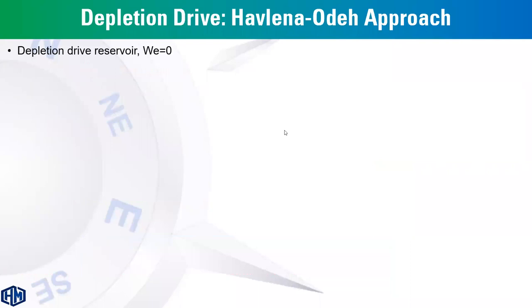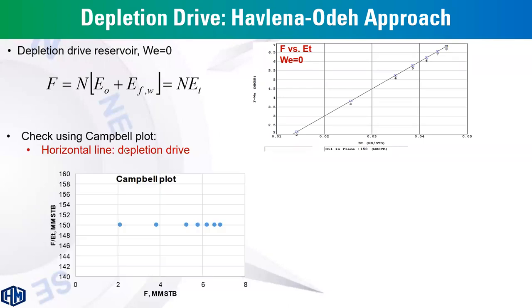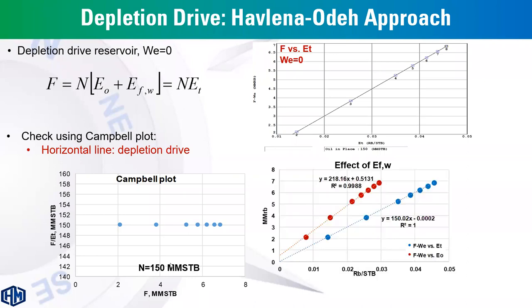So, according to another depletion drive case, according to Havlena and Odeh, no water influx, We equals zero. So you can check the Campbell plot. As mentioned before, if you plot F divided by Et against F on the X axis, as you can see, we have this horizontal line, which means we have a depletion drive reservoir. And N in that case equals the intercept of the Y axis, 150 million stock tank barrels.